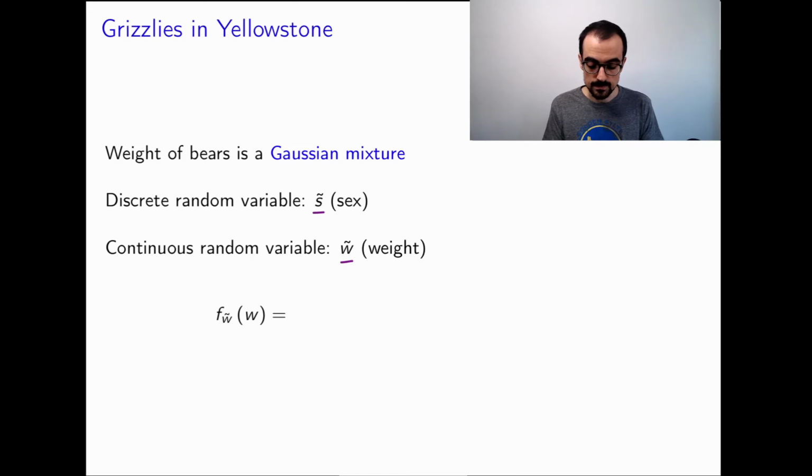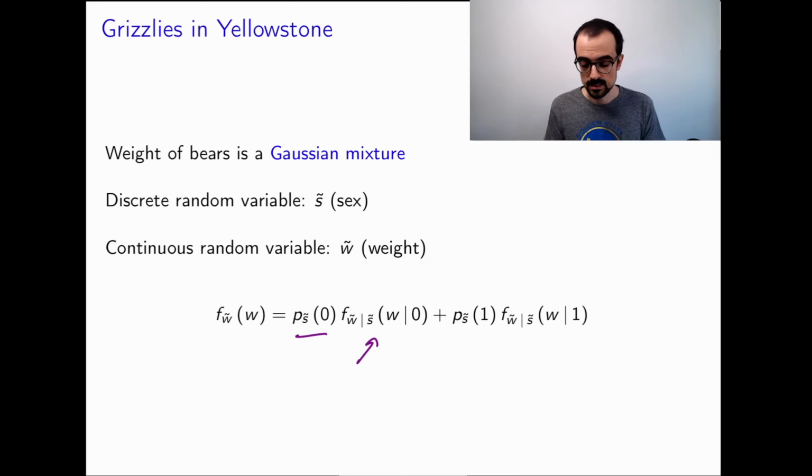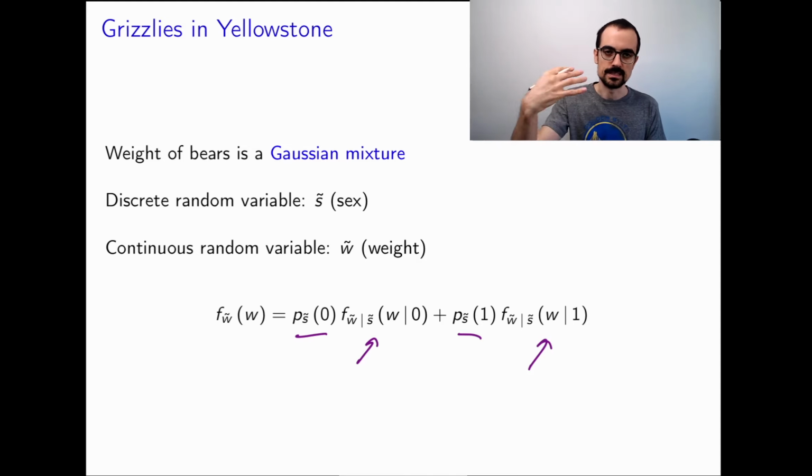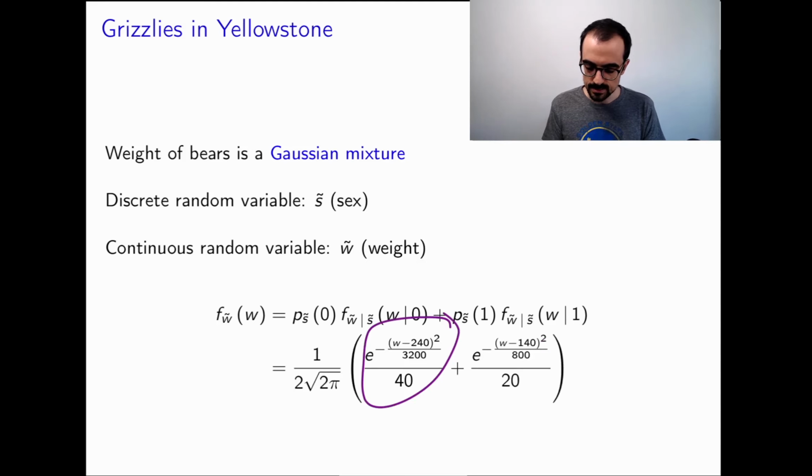And now we want the marginal of W. What do we do? We sum the conditional densities weighted by the corresponding marginal PMF of S, right? So the probability of S equals 0 times the density of the weight given S equals 0, plus the probability of S equals 1 times the density given S equals 1. So this is the probability of male times the density of the weight given that the animal is a male, plus the probability of female times the density of weight given that the grizzly bear is a female. This is a Gaussian, this is a Gaussian, they're weighted by 1/2 each, and this is what we get.